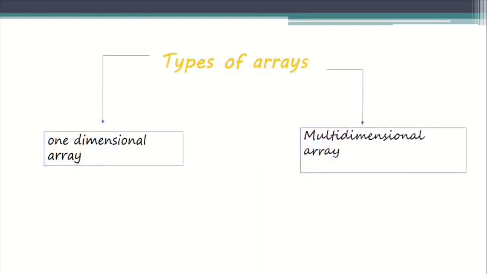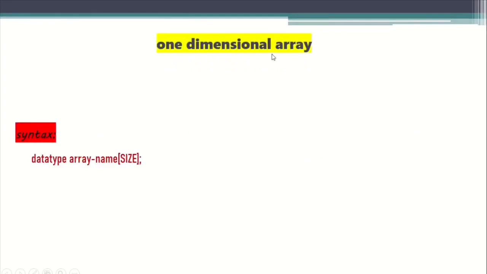Array types. There are two types of the array. The first one is the one-dimensional array, and the second one is the multi-dimensional array. The one-dimensional array: how could we define or declare it? Just like what we did with our example, by writing three things. The first thing is the data type, and then the array name, and then the size or the length of the array, which means the number of elements inside this array.